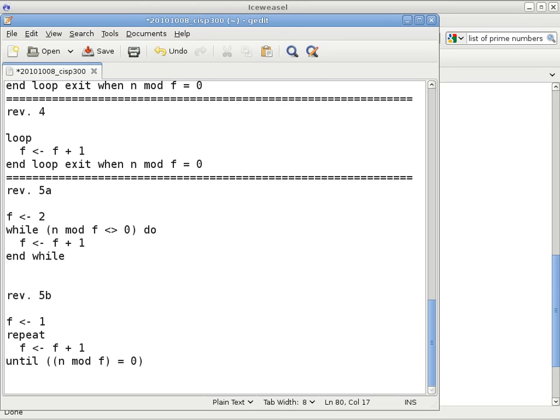Okay. Any other questions about these two alternatives? Is it clear why 5A is preferred? Okay. In terms of efficiency, which one is faster?